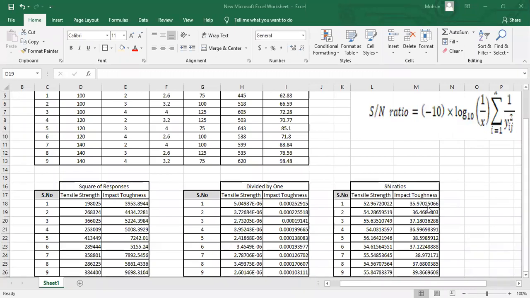So as you have seen, both the calculation using Minitab and the calculation using the Microsoft Excel worksheet give the same results. However, Minitab consumes much less time as compared to the Excel worksheet. However, using the Excel worksheet will let you know the science and the mathematics behind the calculation of the signal to noise ratios. In the upcoming videos, I will calculate the signal to noise ratio for smaller the better criteria using both Minitab and the Excel worksheet.